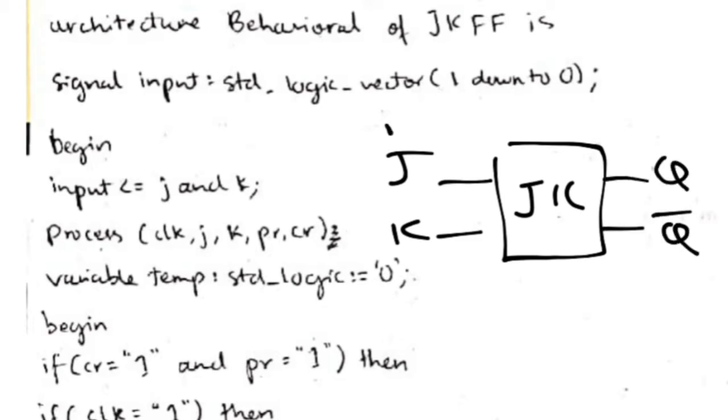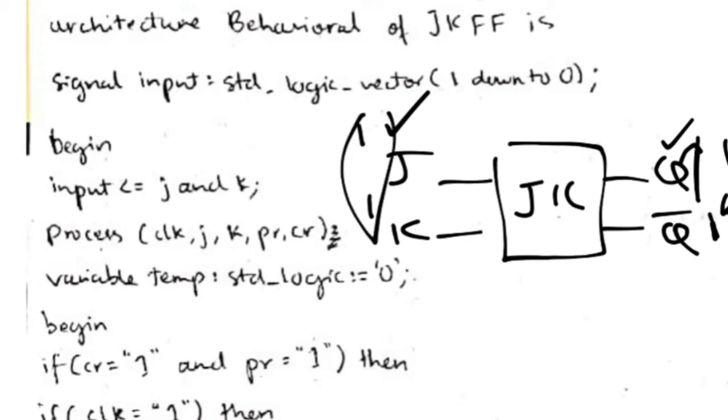Now if J is 1, Q will become 1. If K is 1, Q bar will become 1. And these two are opposites. When Q is 1, Q bar will be 0. When Q is 0, Q bar will be 1. It's the opposite. Now if at the same time both J and K are 1, the value will just be altered.